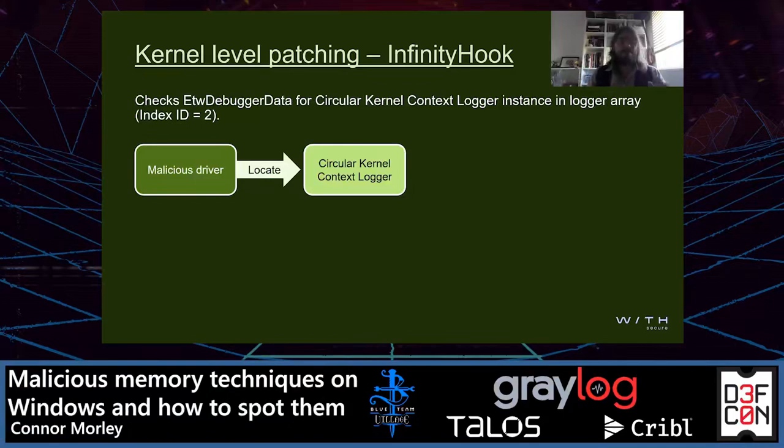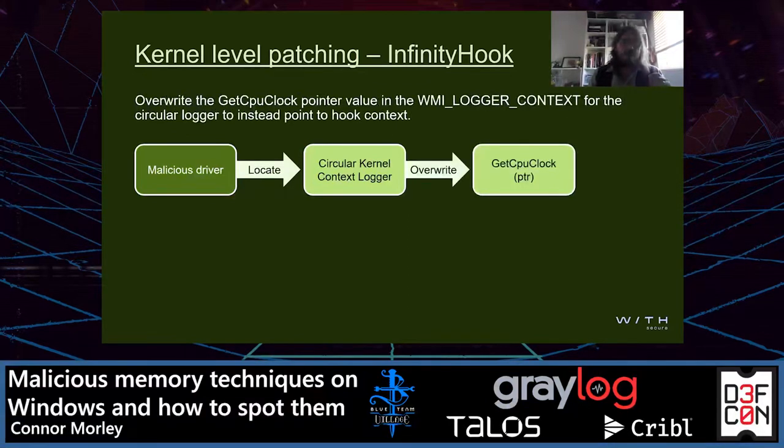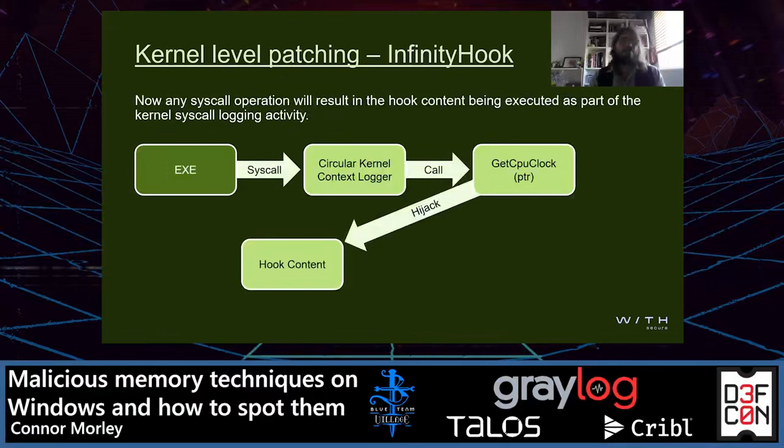Now, by finding this entry within the ETW debugger data, the object has a WMI logger context object attached to it. And within this is an object called GetCpuClock, which unfortunately is a type pointer. Now, once you've found the circular logger, you can overwrite the GetCpuClock pointer within the WMI logger context in order to point to hooked context.